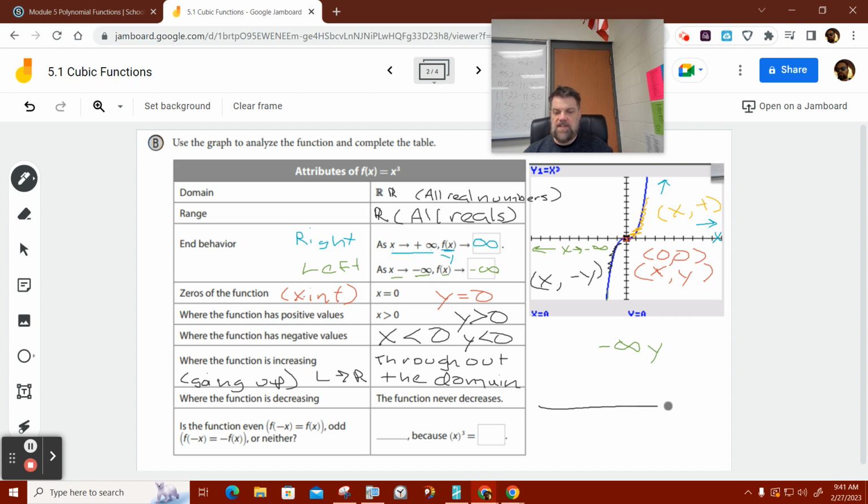I'm going to give you an example. If I have a graph, and we will run into these from time to time, and that graph looks like this. If we read that left to right, that decreases throughout the whole thing because it's going down.